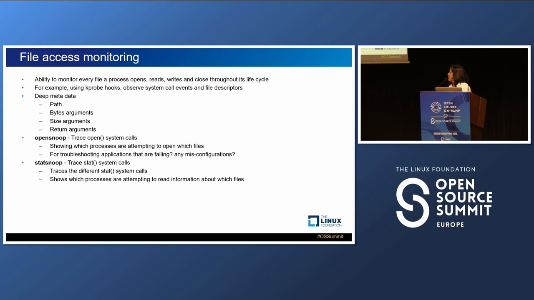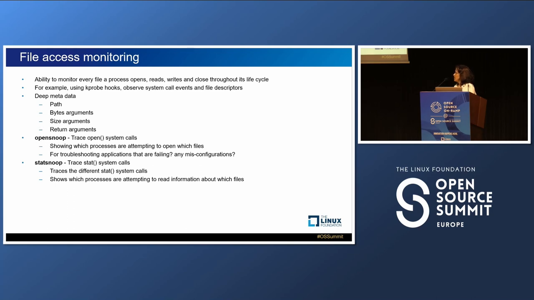This file access monitoring provides the ability to monitor the file access that is happening, starting with opening the file, performing read and write on that file, through till the file is closed. In this case, the monitoring of file access can be done using the kprobe hooks or the tracepoint hooks. And here you can observe the system calls related to the files, system call events and other information related to the files that are open, that is the file descriptors and the metadata associated with those file descriptors.